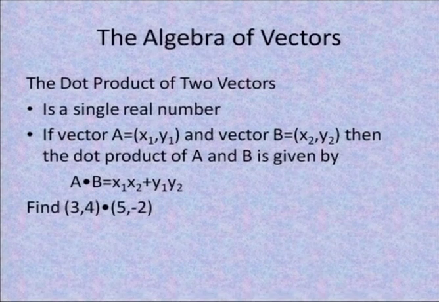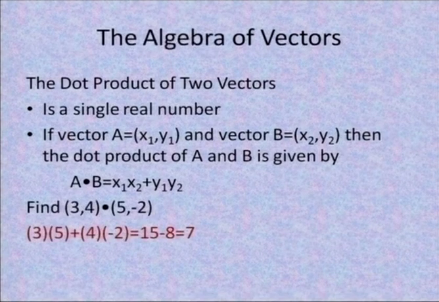Okay, we're going to take 3 times 5 plus 4 times -2. We get 15 minus 8 equals 7. No problem if it comes out to be a negative number, it can do that. And if the numbers you started with were somehow fractions, it could come out to be a fraction, but usually it's pretty easy to do. Our dot product here is 7.